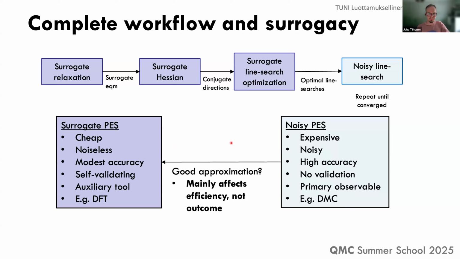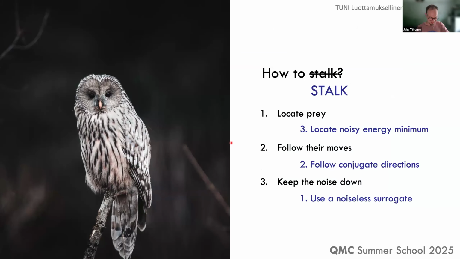All right. Now, back to this introduction. How do we STALK in capital letters? Well, first we use a noiseless surrogate, second we follow conjugate directions, and third we use them to locate the noisy energy minimum. So it's kind of inverse stalking, if you put it that way, but I recommend that you don't read too much into this analogy. It's just to leave a memory footprint.